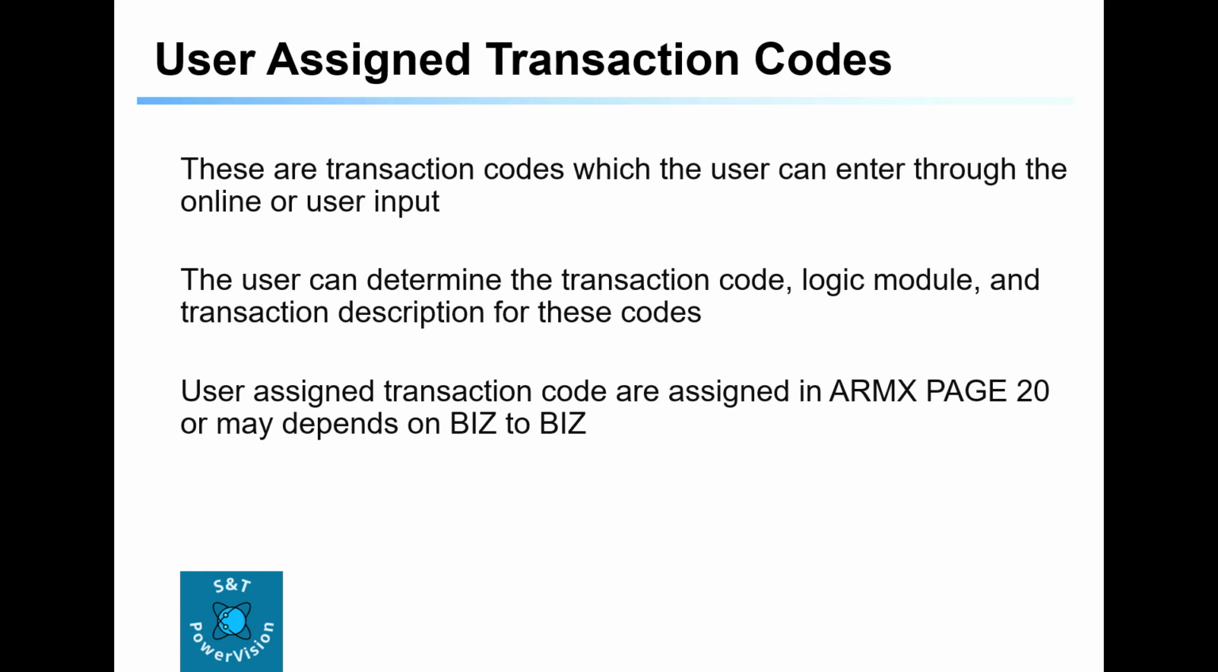Now, user assigned transaction codes. Till now we have seen the system generated transactions. Apart from that, there are some kinds of transactions which a user can post manually through ARAT, or when we are doing some retail transaction posting. So we'll see what those transaction codes are.